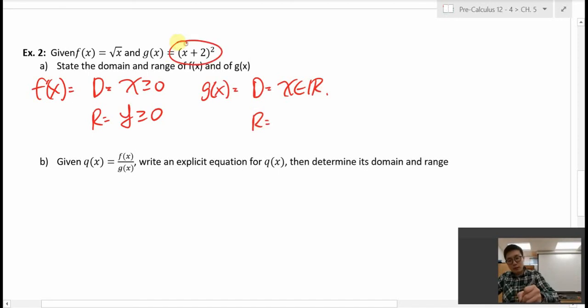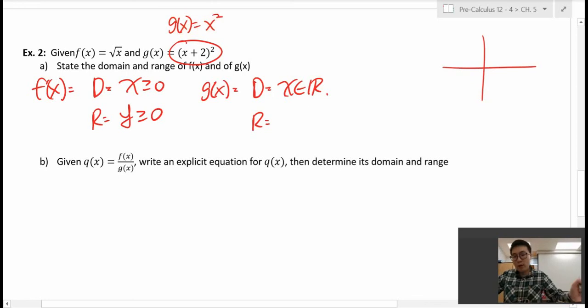So this, hopefully you remember, is simply you compare this with x squared. You notice that x is being replaced by x plus 2, which just means that we are translating this graph 2 units left. So here is our vertex, opens up, looks like this. So range actually will be bigger than or equal to 0.